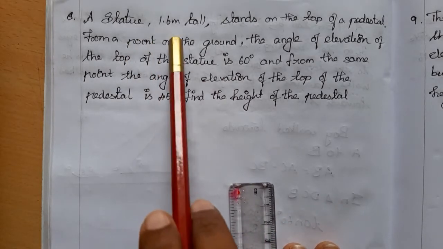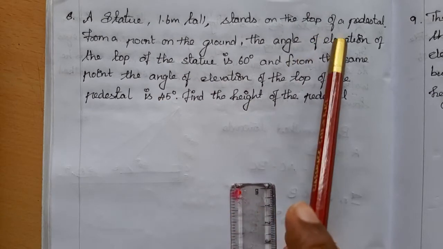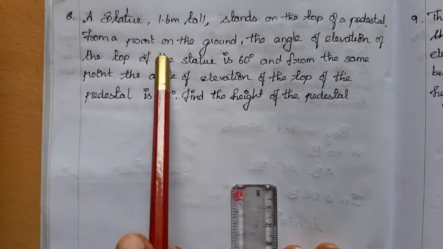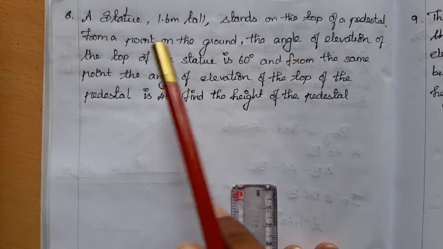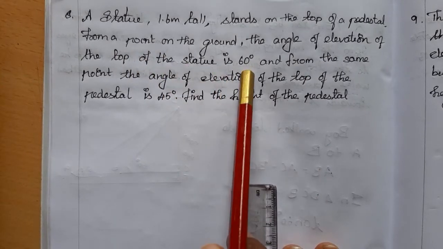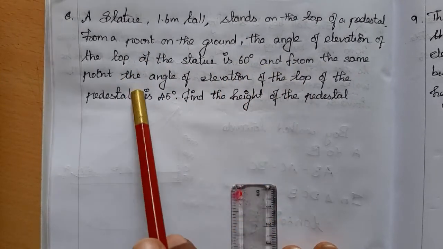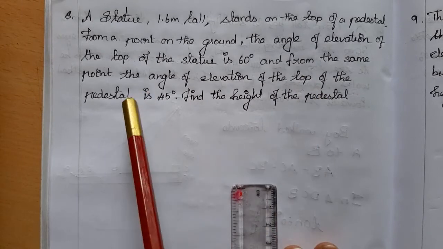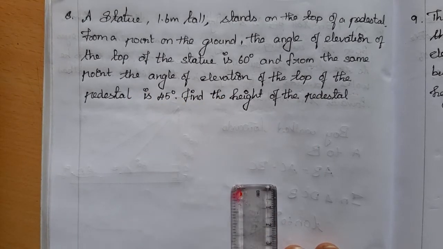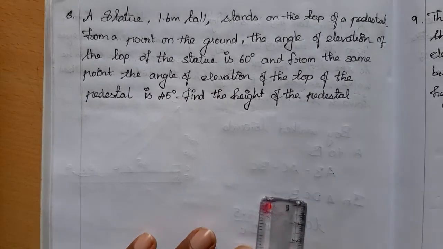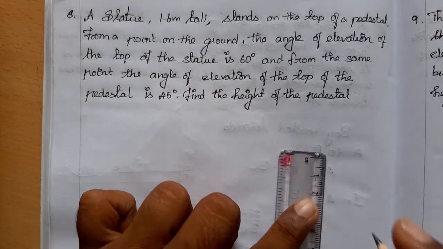A statue 1.6 meter tall stands on the top of a pedestal. From a point on the ground, the angle of elevation of the top of the statue is 60 degree, and from the same point the angle of elevation of the top of the pedestal is 45 degree. Find the height of the pedestal. So there is one statue standing on the top of the pedestal.